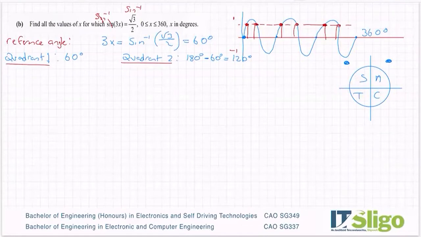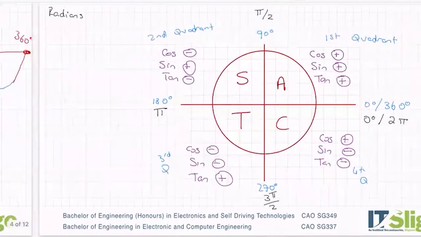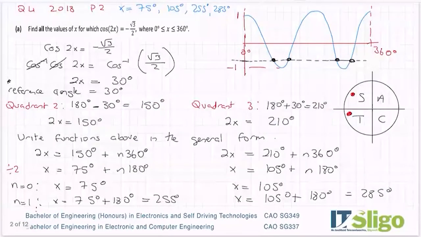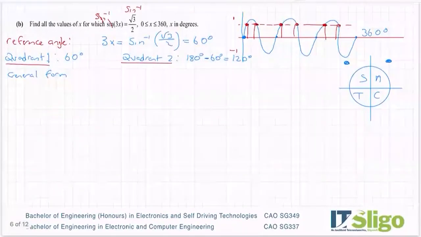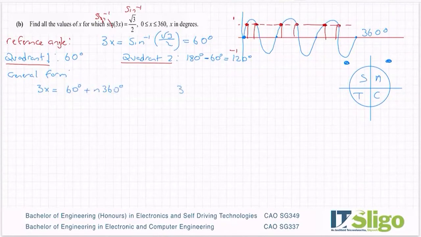So the next thing I need to do is write them in the general form. I'm following the exact same steps we followed in our last question. So in general form, I have 3x equal to 60 degrees plus n360 degrees, and 3x equal to 120 degrees plus n360 degrees. I'm going to divide across by 3. Why? Because I'm solving for x, not 3x. So x is equal to 20 degrees plus n120 degrees, and x is equal to 40 degrees plus n120 degrees.